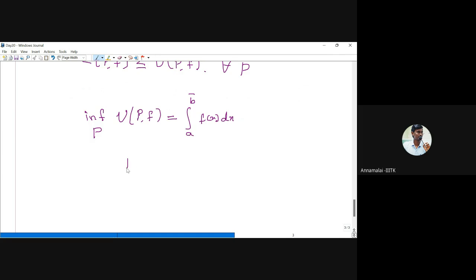Again, for all partitions, we can find the lower sum, and then you have to take the supremum. The supremum over all partitions of L of P comma f, we define to be the lower integral, a suffix b of f of x dx. This is called the upper integral.